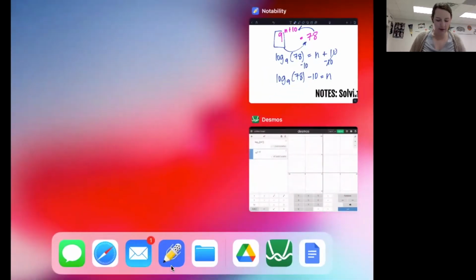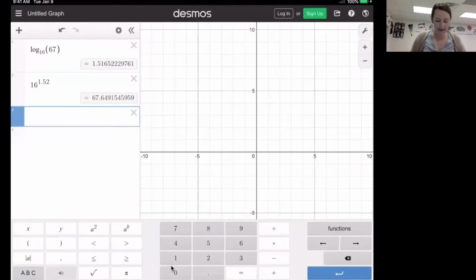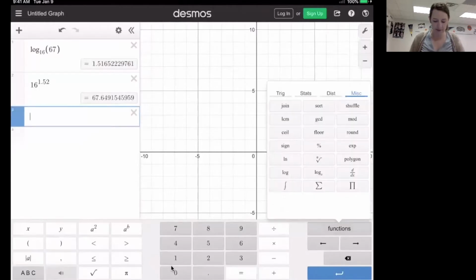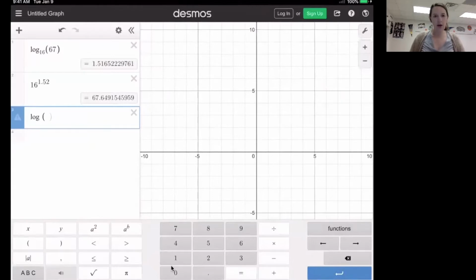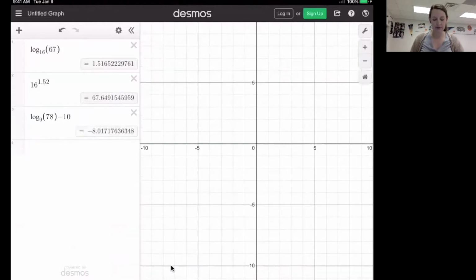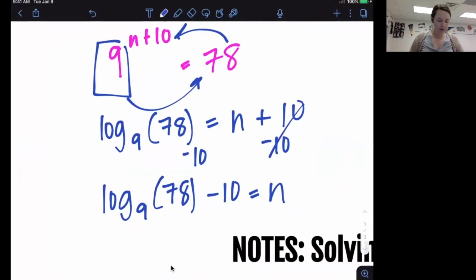So coming back over here, I want my log base A out of my functions menu. So log base 9 of 78. And then we want to close that parenthesis and put a minus 10 on the outside. So we see that that's negative 8.02 when we round it.